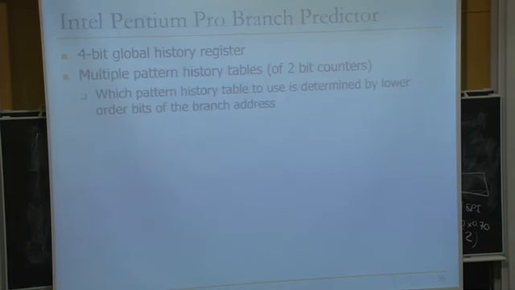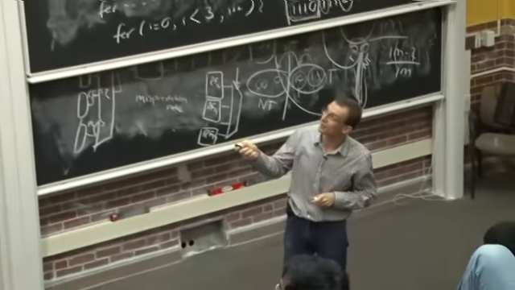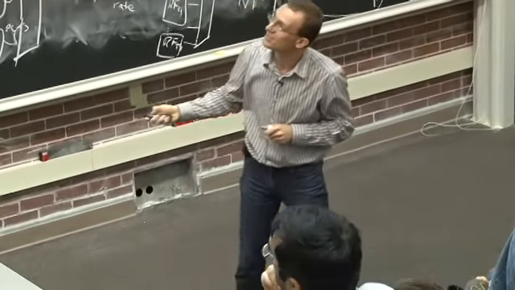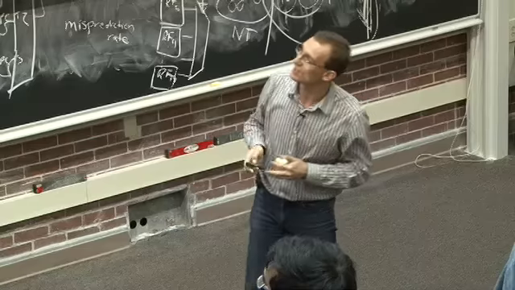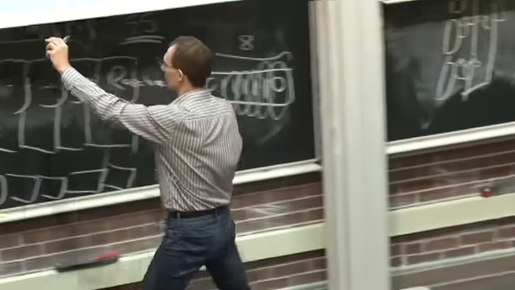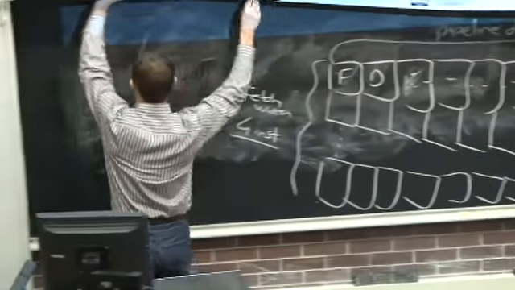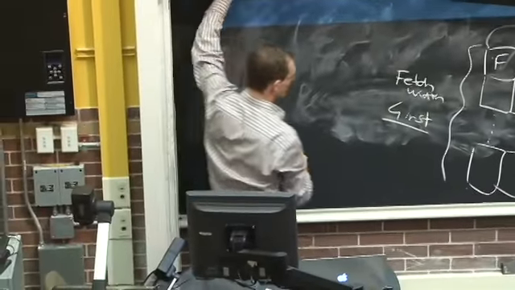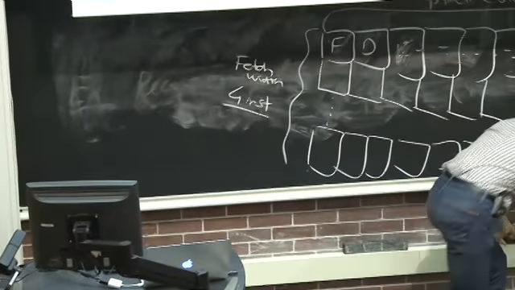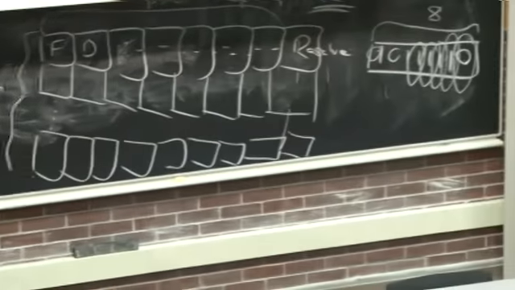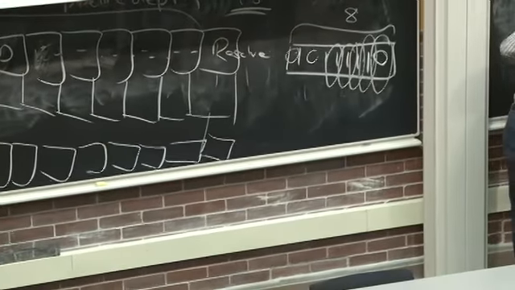So this is implemented in Intel Pentium Pro. These are all real predictors. And we will see that the local one is real also. Pentium Pro had a 4-bit global history register like this. And it had multiple pattern history tables. I'll just give you the Pentium Pro branch predictor and then we'll part.